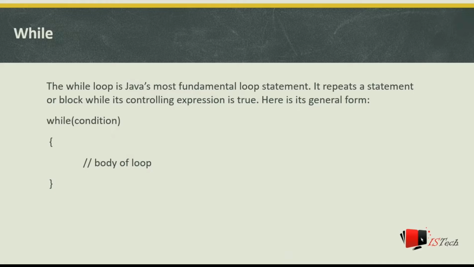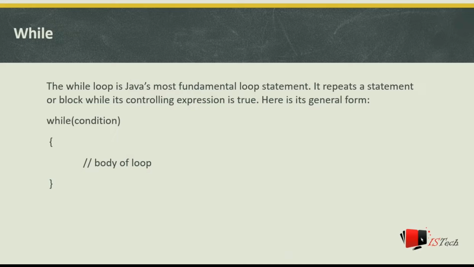The while loop is Java's most fundamental looping statement. It repeats a statement or block while its controlling expression is true. Here is the general form: while, condition, and the body of the loop. The condition can be any Boolean expression. The body of the loop will be executed as long as the conditional expression is true. When the condition becomes false, control passes to the next line of code immediately following the loop.